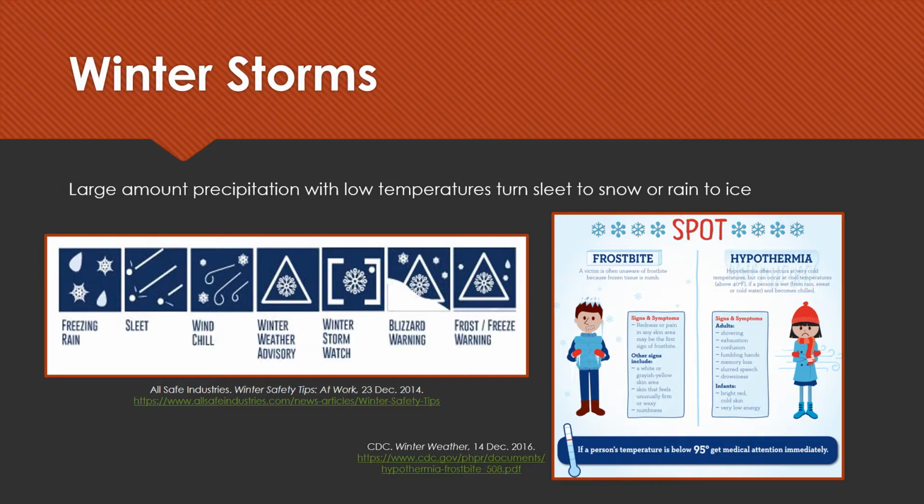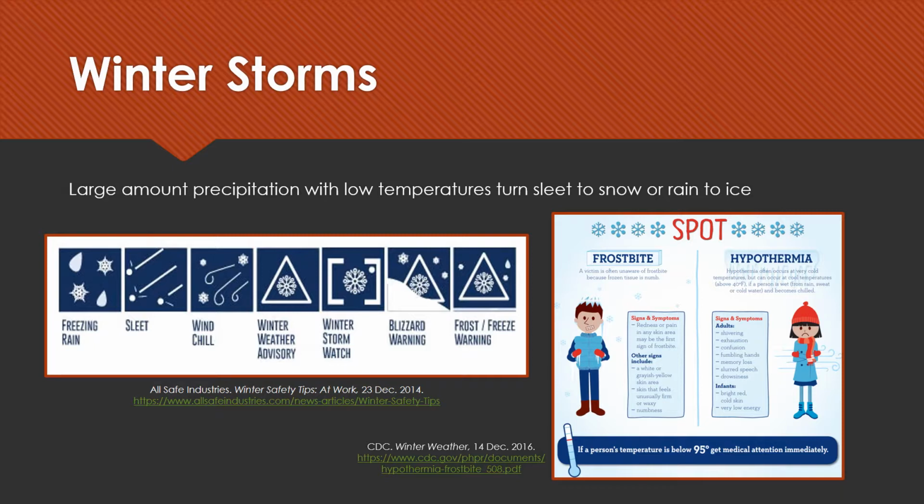In a blizzard warning, there are sustained winds or gusts of 35 miles per hour or greater, large amounts of falling or blowing snow, and visibility less than a quarter mile, expected to last 3 or more hours. A frost or freeze warning is where below freezing temperatures are expected. With a winter storm warning, there are life-threatening, severe winter conditions now or starting within 24 hours. With a winter storm outlook, the conditions are possible within 2 to 5 days.